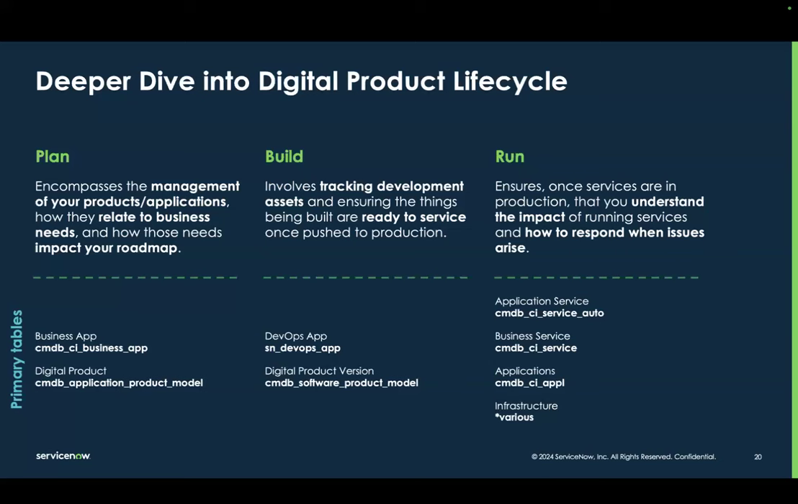So on the plan side, this is where we are managing our products, our applications. Again, I'll use the term interchangeably, defining what the business need is. And the two primary tables that are in use here are business application and the application product model. And both are used, both are necessary, and they're both linked.